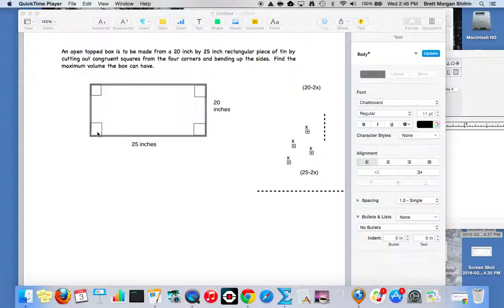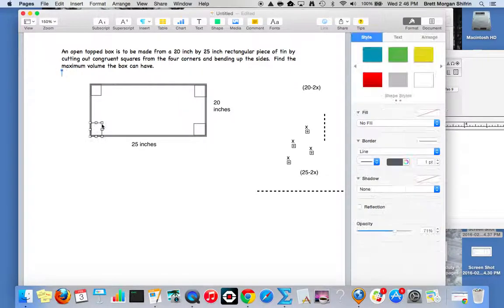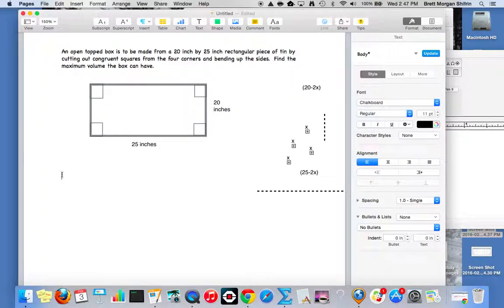Now, when I think about that, the smallest square I could make, mathematically, would be 0. But if I do that, I'm still in a two-dimensional space. The largest I could make it would be 10 inches, but if I cut two of these out that are 10 inches long, then I'm back to a two-dimensional space. So the length of my congruent squares has to be somewhere between 0 and 10 inches.